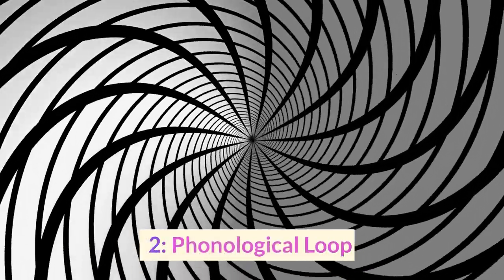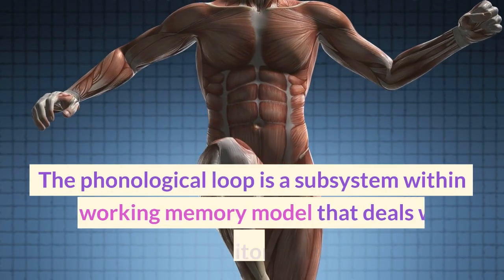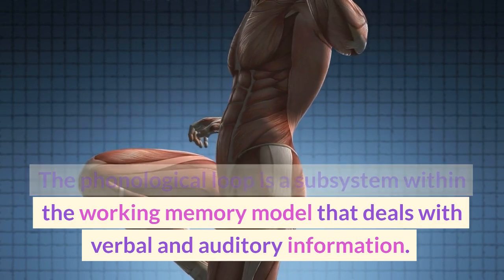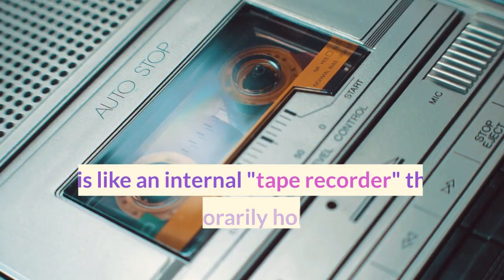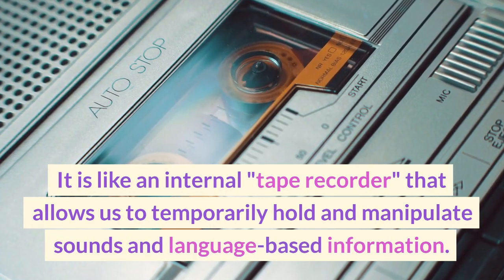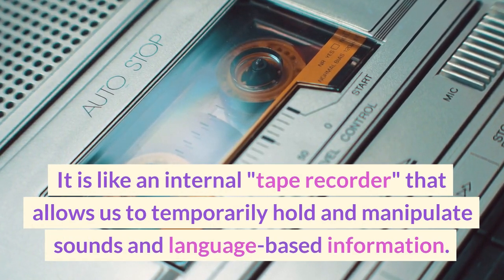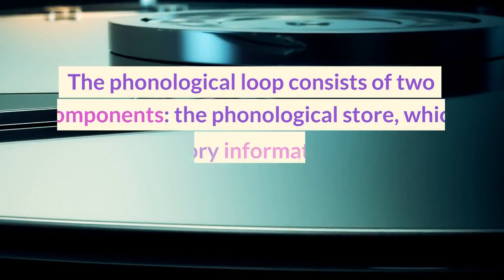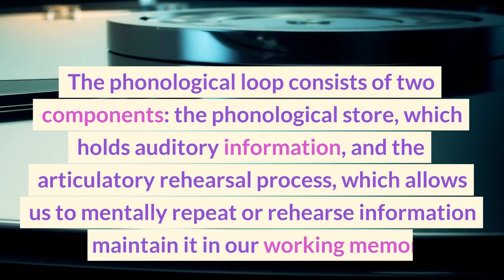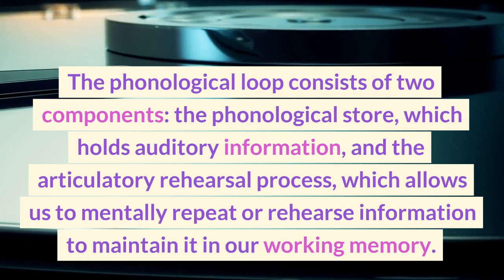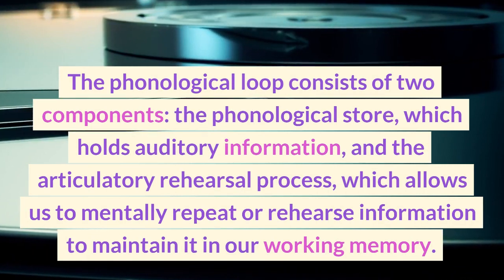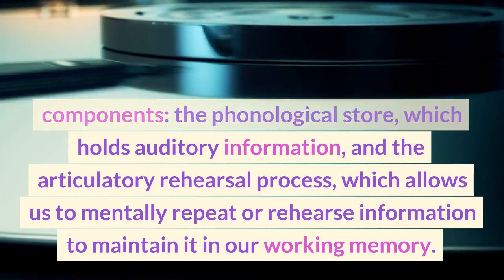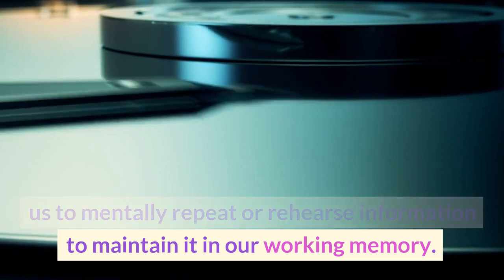2. Phonological loop. The phonological loop is a subsystem within the working memory model that deals with verbal and auditory information. It is like an internal tape recorder that allows us to temporarily hold and manipulate sounds and language-based information. The phonological loop consists of two components: the phonological store, which holds auditory information, and the articulatory rehearsal process, which allows us to mentally repeat or rehearse information to maintain it in our working memory.